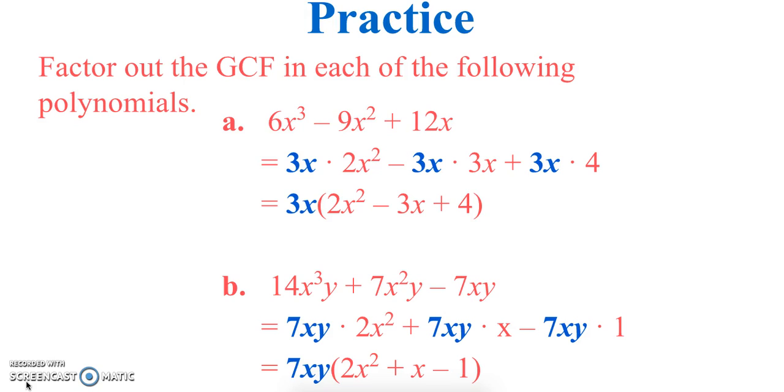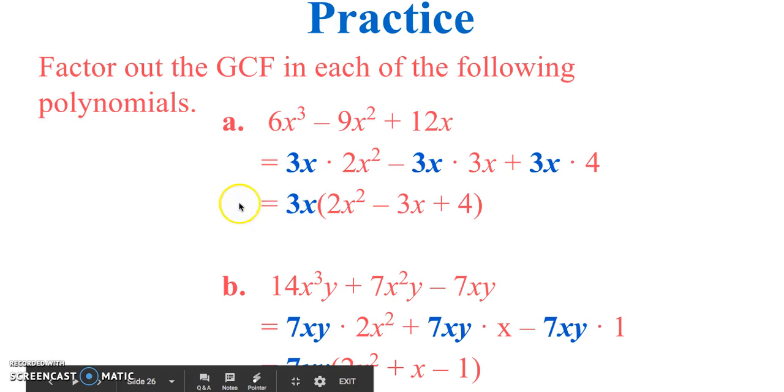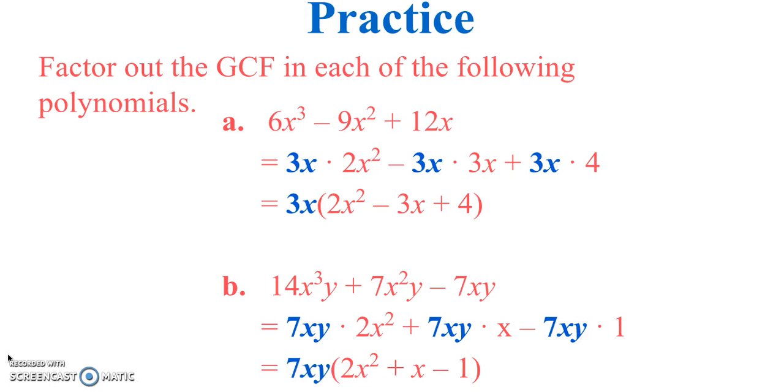So when you look, you can take 3x out of 6x to the third, 9x squared, and 12x. So you take that 3x out of all and you pull that to the side. And if you notice here in the first one, I pulled my 3x over and then I bring down all my leftovers, and that is my polynomial simplified with or factored out from the greatest common factor.